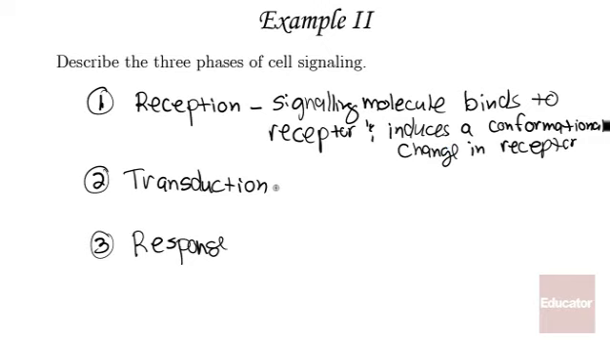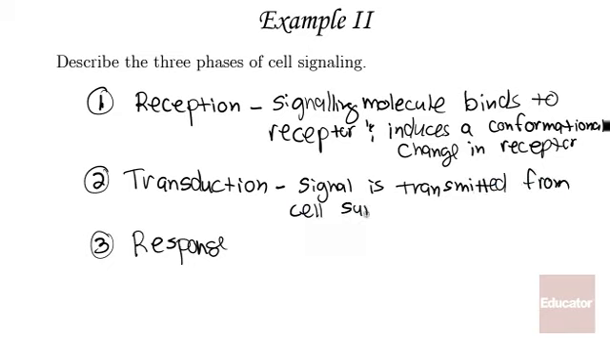In the transduction phase, the signal is transmitted from the cell surface to the interior of the cell. This often is mediated by a cascade in which the receptor activates a protein, which in turn activates another protein, and on through the cell. And these proteins may be enzymes. Transduction is often mediated by small molecules called second messengers, such as cyclic AMP, calcium, IP3.